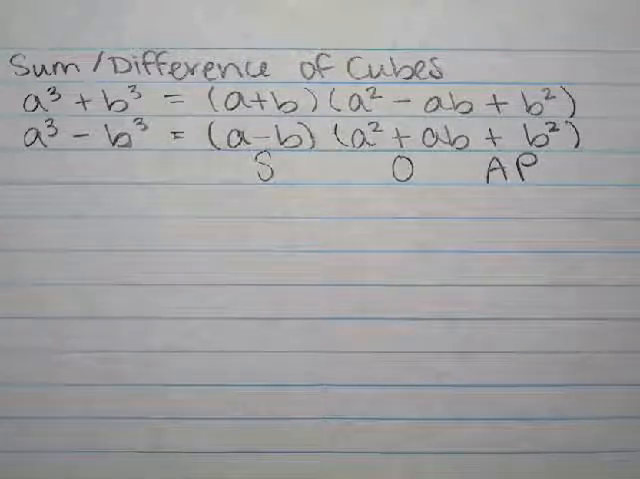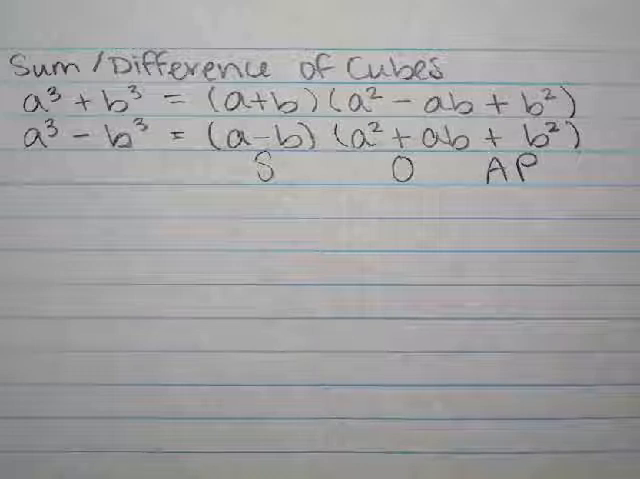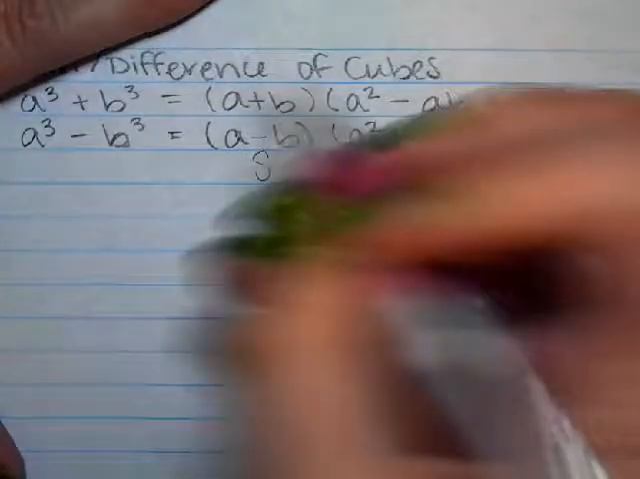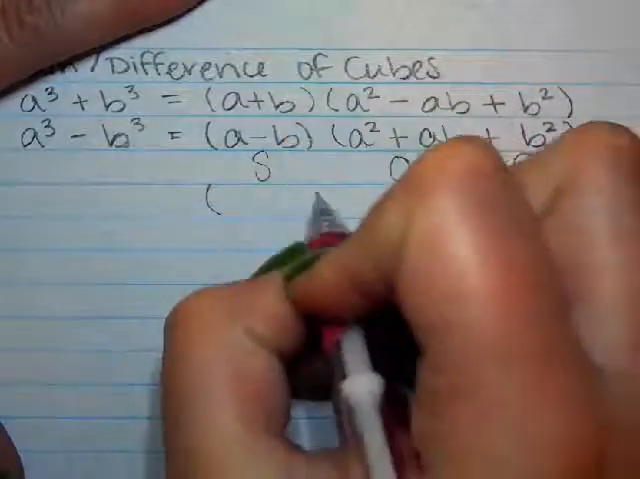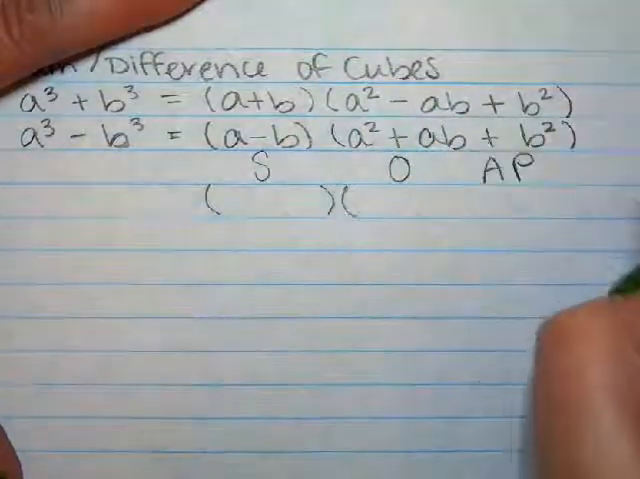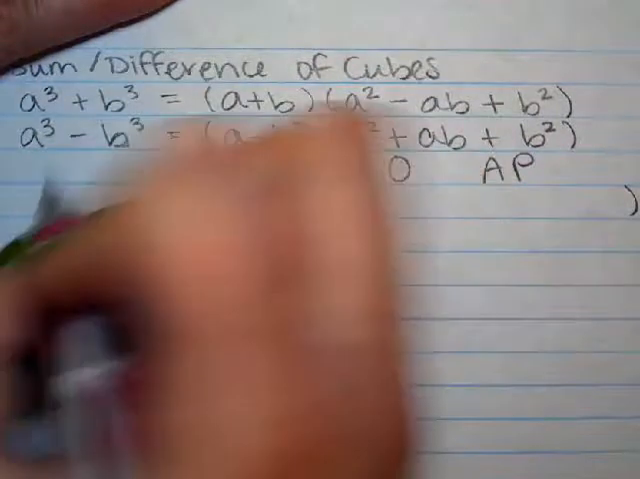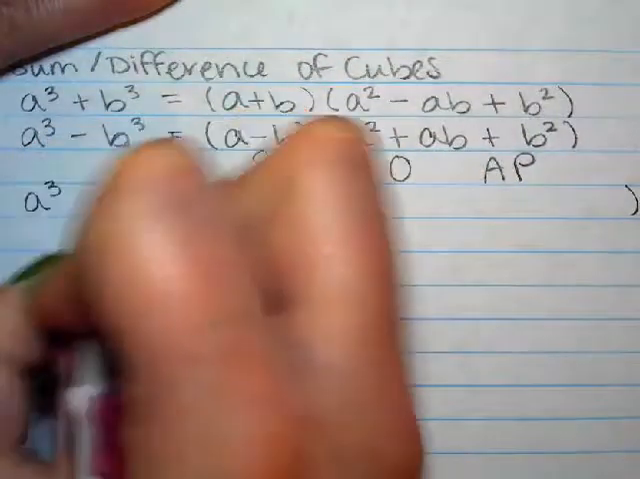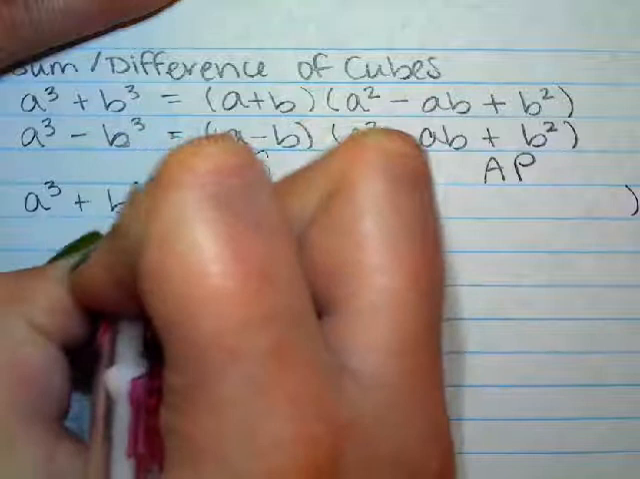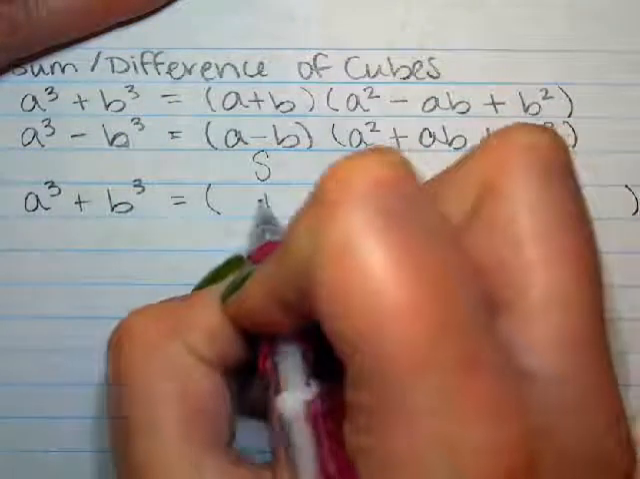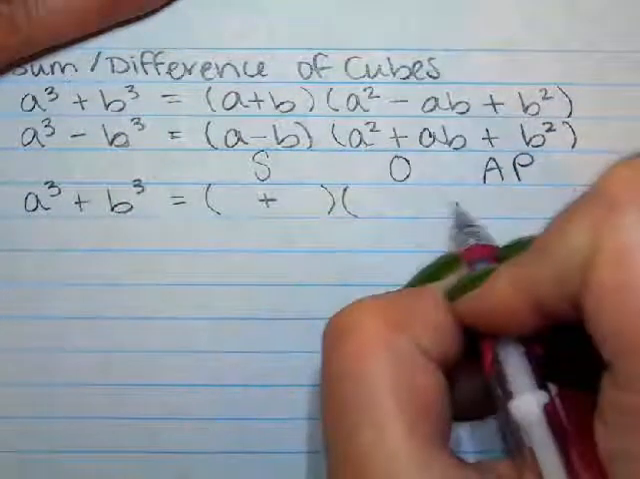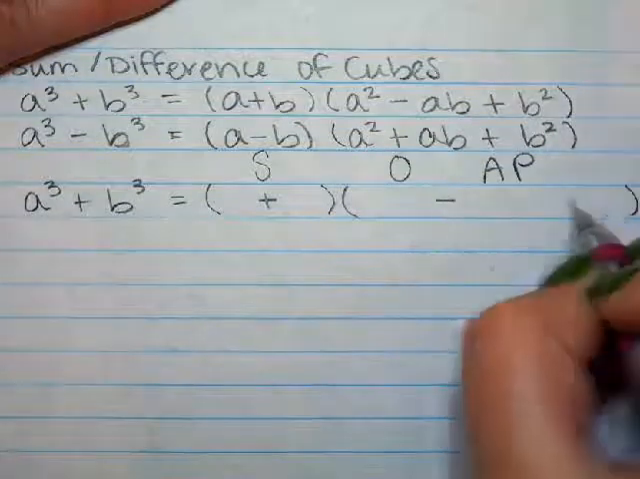Next, we get our colors. Okay? So I'm going to go ahead. Let me draw out these parentheses real quick. So I'm going to write this out. We'll do it for the plus version. A cubed plus B cubed. So it would be plus, so same sign, opposite sign, always positive.